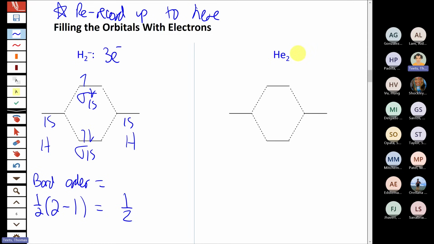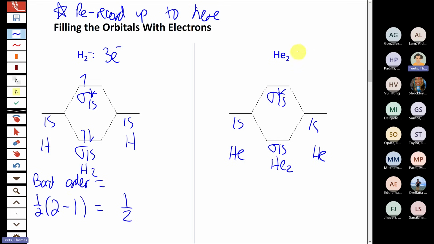So you may be aware of the fact that the noble gases don't typically form bonds with themselves. So all the noble gases exist as just single atoms, helium, neon, argon, and so on. Does this tell us why that is? If we go to He2, we still have 1s valence electrons from each helium atom, and we're still going to form the same molecular orbitals for He2, sigma and sigma star.